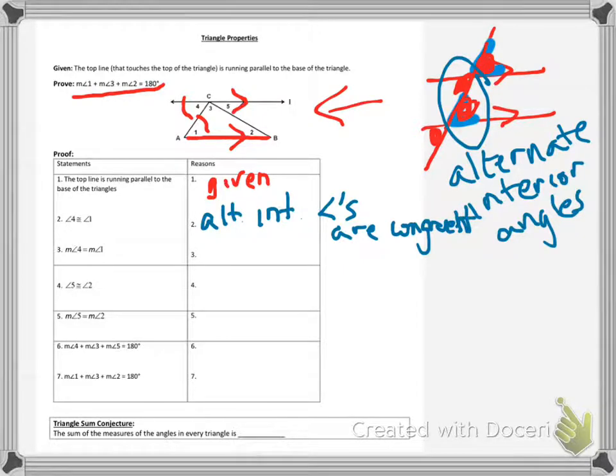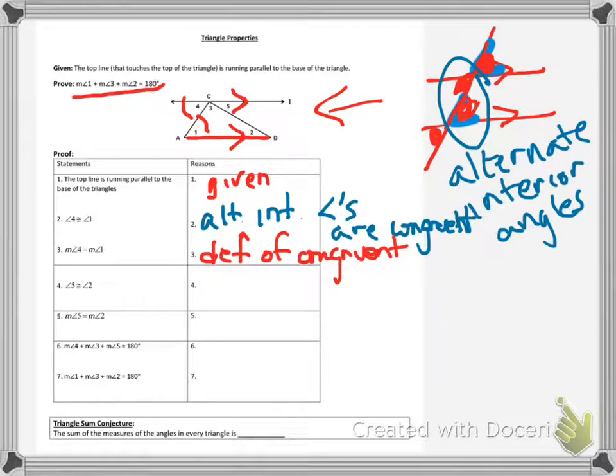All right. Well, if they're congruent, angle 4 and angle 1, then that means that the measures of those two angles are equal. We can say that just by the definition of congruence. That's what it means to be congruent, to measure the same.